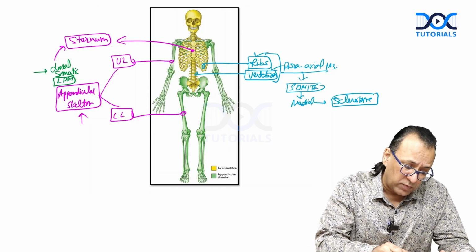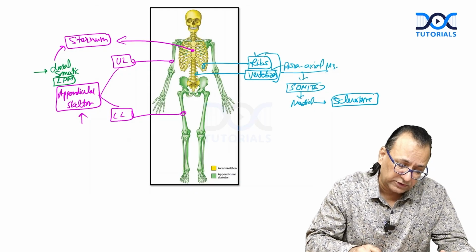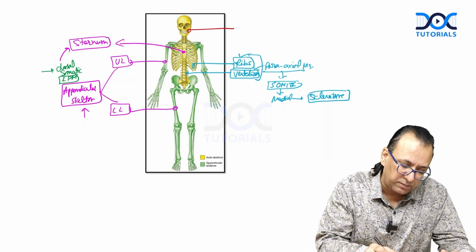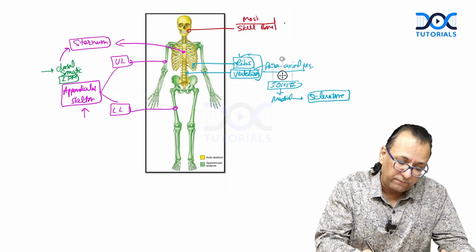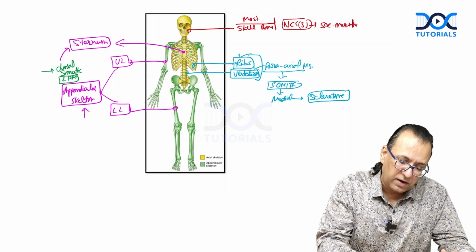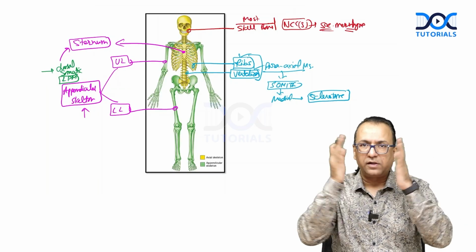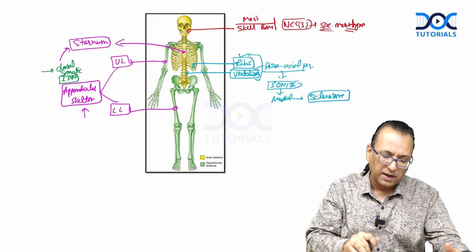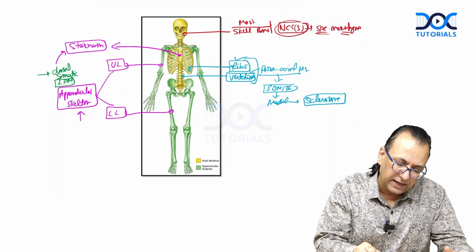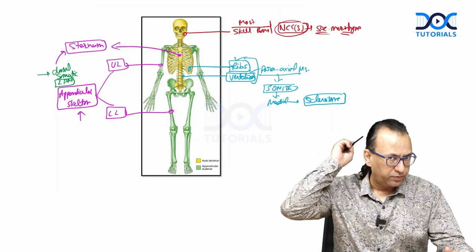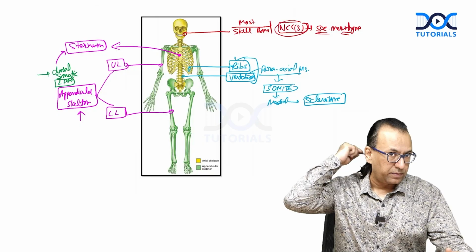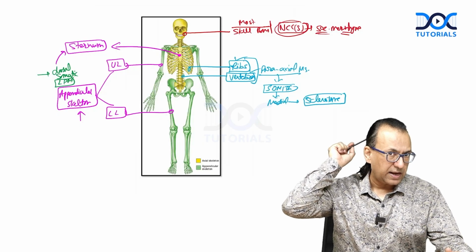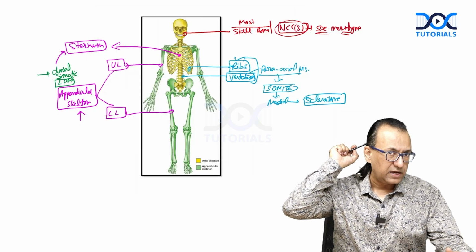Then what about most of the skull bones? We have discussed that most of the skull bones come from neural crest cell derived secondary mesenchyme. So in the anterolateral aspect, most of the skull bones come from neural crest cell derived secondary mesenchyme, minus the posterior occipital bone, because that is primary mesoderm, and along with the vertebra, it all comes from paraxial mesoderm.